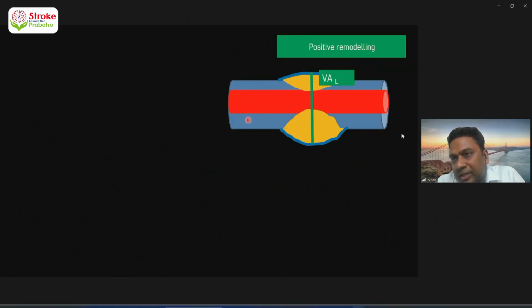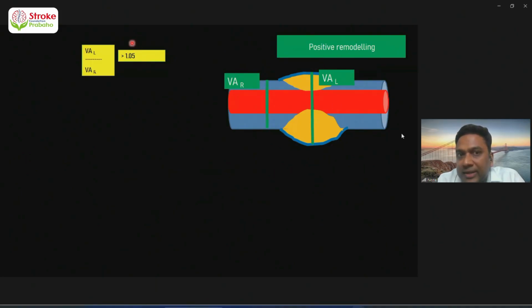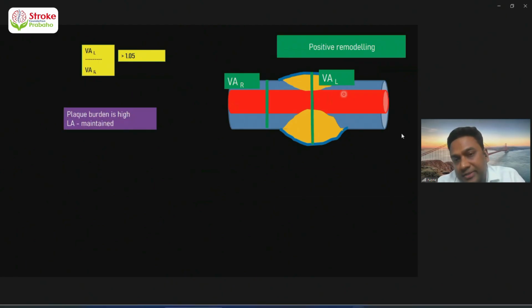So this is the lesion site. If you see, the outer diameter of the artery is bigger than the diameter of the artery at the reference site, meaning the ratio of the diameter at the lesion site to that of the reference site is more than 1.05. If you see, the plaque burden is quite a lot, but the lumen is relatively preserved. So this is a positively remodeled artery, which is a high risk plaque and high risk of stroke, and it will not be seen on your CT angiography and DSA.